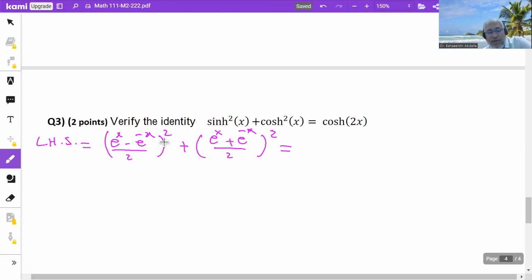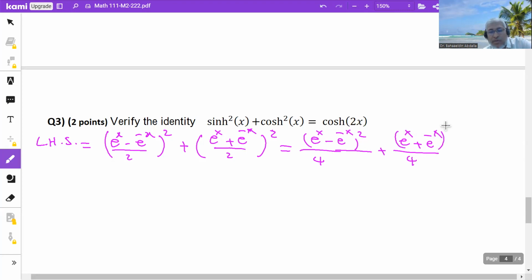Now, if you square this rational function, I'll have 2 squared, 4. And now I need to find the square of e to the x minus e to the negative x. So let me write it like this. Then plus, I have 4 here.